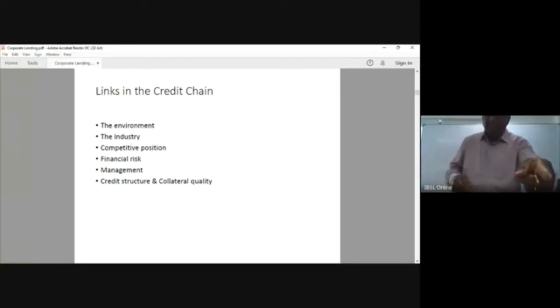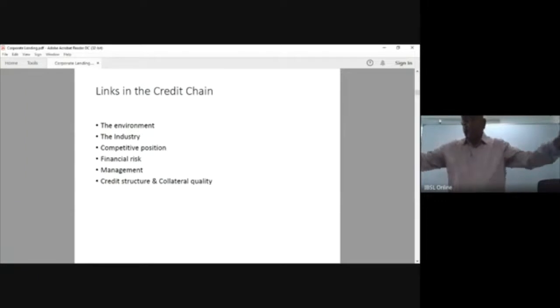But the first one, the environment, is common to a country. Then the industry where your customer is working is also common to the country. So these 2 elements we are taking together. Though there are 6 items, the environment and the industry are common to the country. The other ones, that is competitive position, financial risk, management, credit structure, and collateral quality, are all specific to your customer you are analyzing.